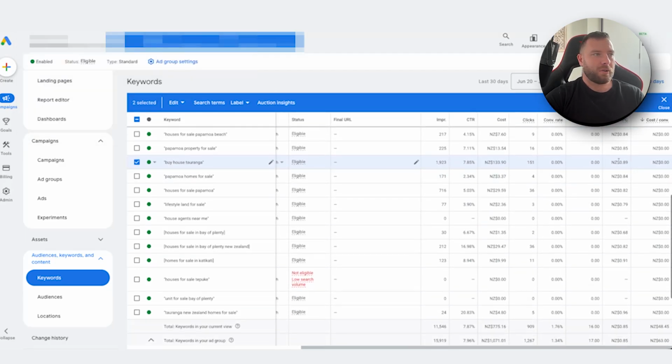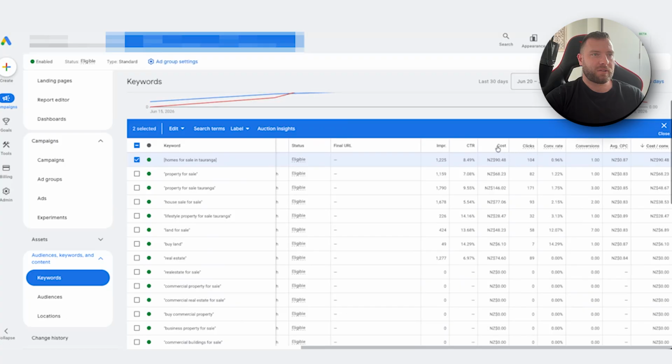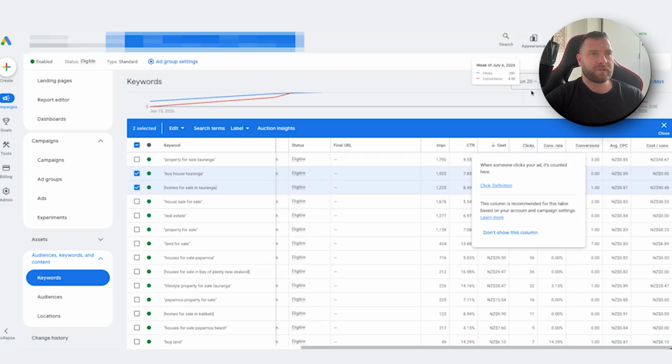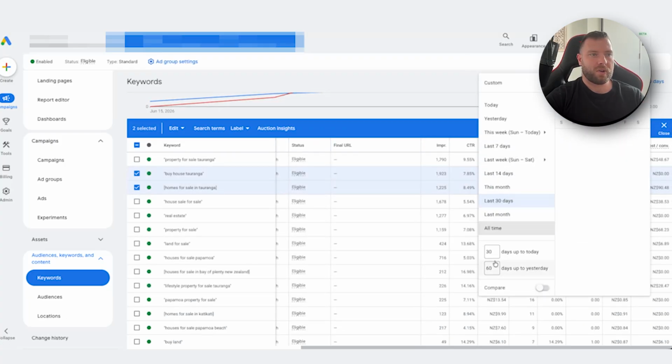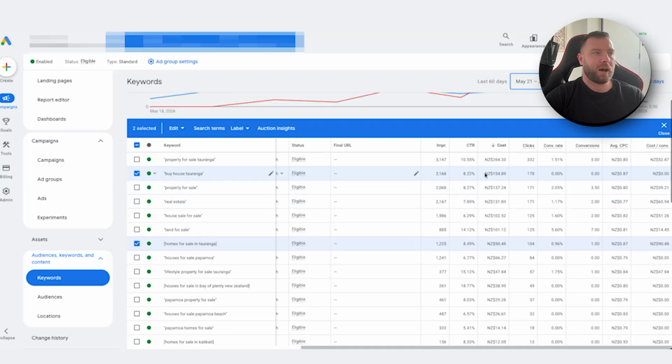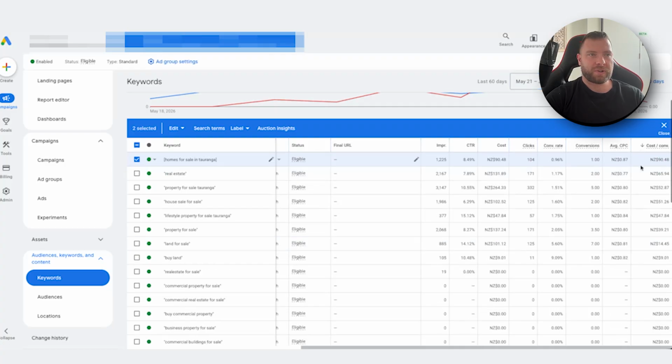What you then want to have a look at is whether these keywords stay consistent over the time frame. If I change that to the last 60 days, I'll see that this keyword spent 154 and still generated no conversions, whereas this one down here still spent 90 and generated 1 conversion. Again, from the cost per conversion perspective, it is still the worst performing keyword.